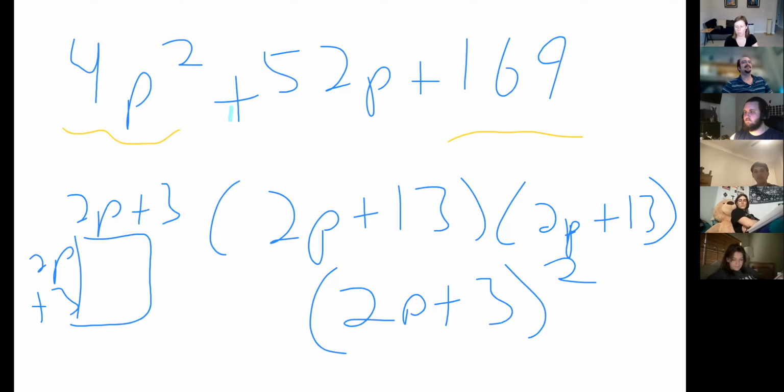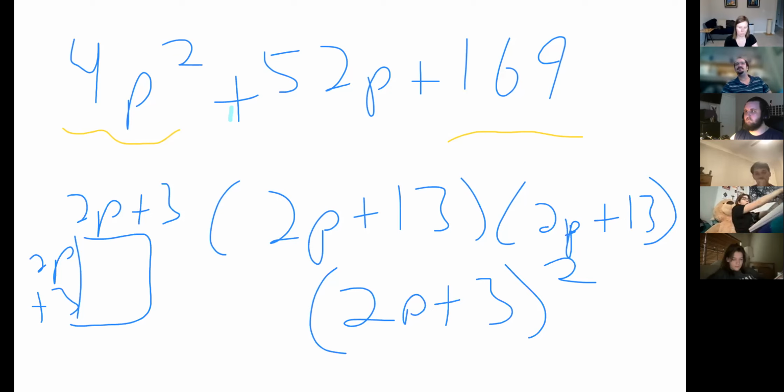Questions about this thing? So basically you're checking the first and last. The first thing you should do is check for a GCF. I did skip past that part. So maybe look at the GCF, but there is no GCF here.